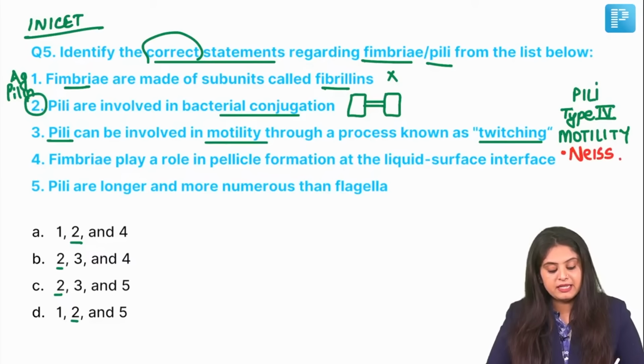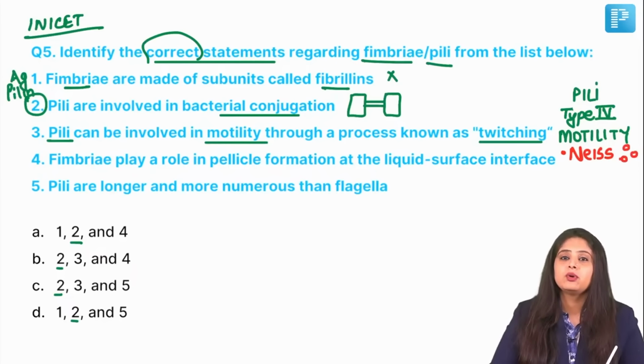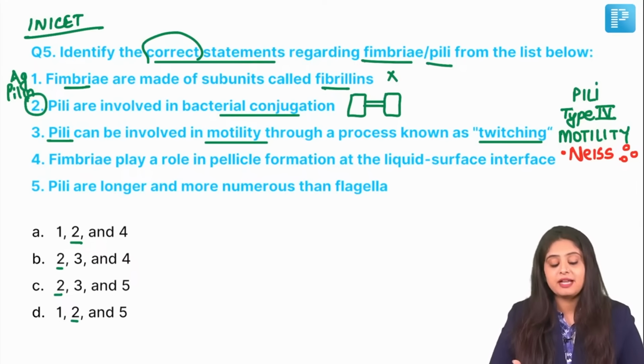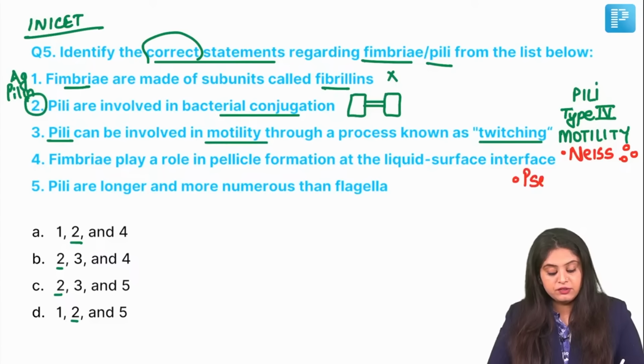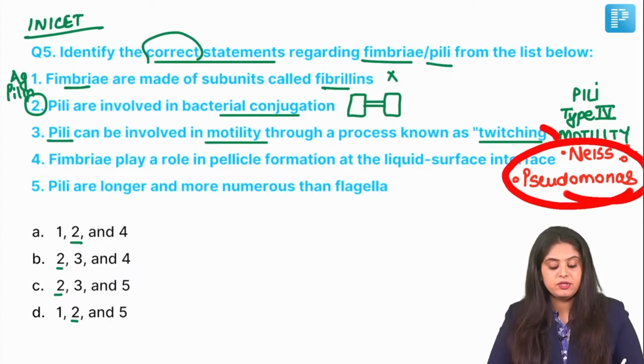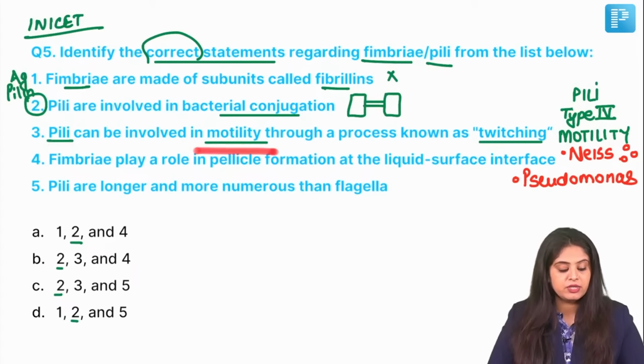Type 4 pili is present in Neisseria. I don't expect Neisseria to be motile. Neisseria is a cocci, gram-negative cocci. Since when did cocci start being motile? Hence INI-CET asked you whether there is a special type of structure that Neisseria has. And the second one, even Pseudomonas. These two questions have been asked in INI-CET: on what is their motility based? Their motility is not based on flagella. It is based on type 4 pili. So yes, pili can be involved in motility. I think as of now this is also correct.